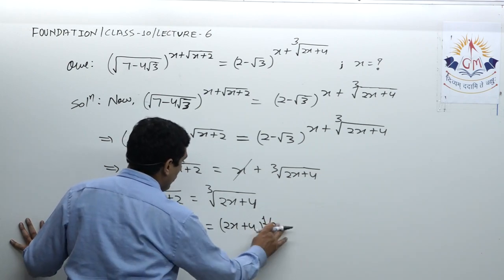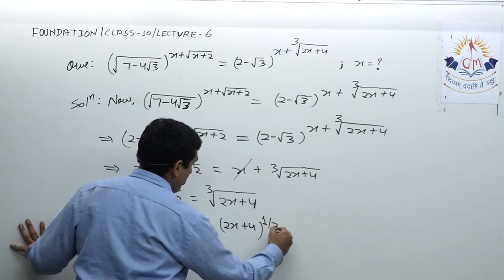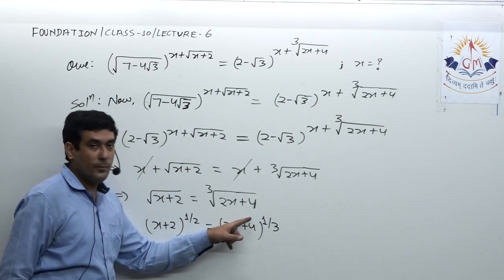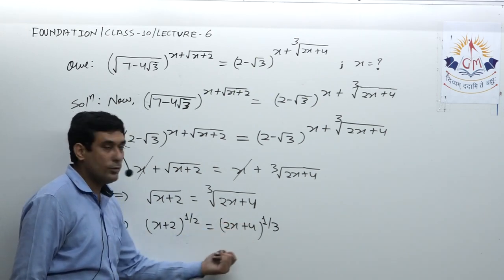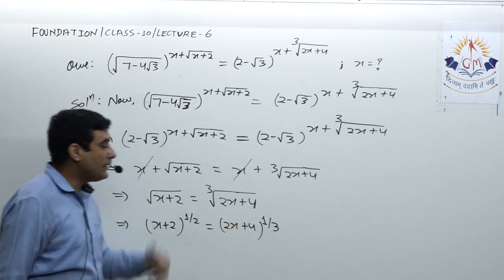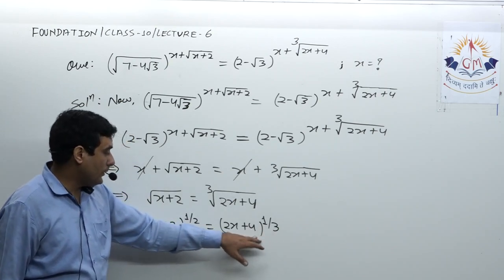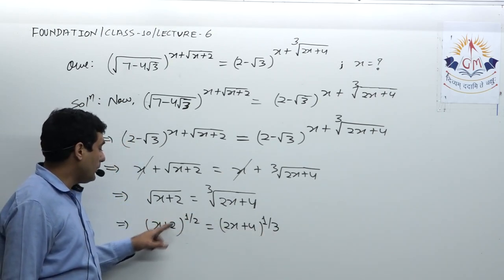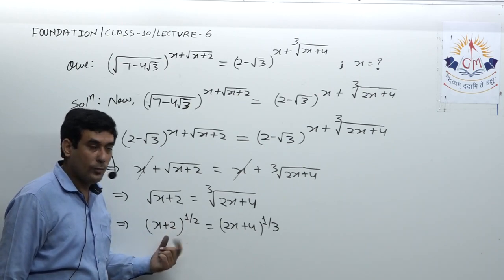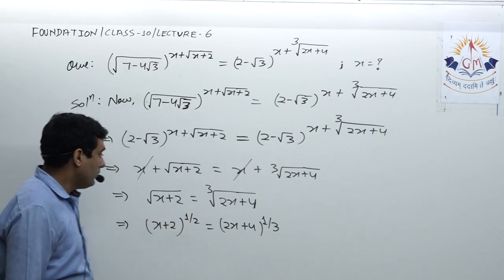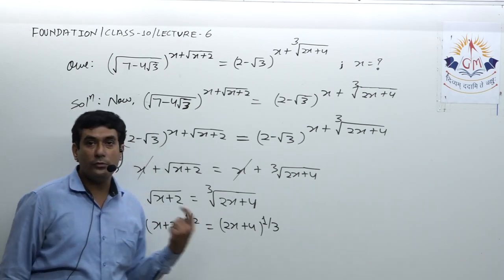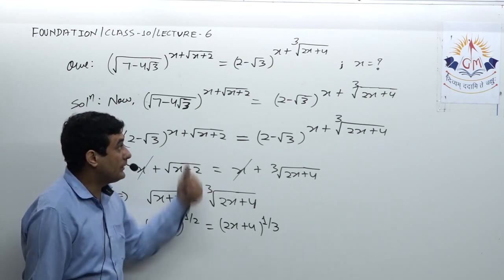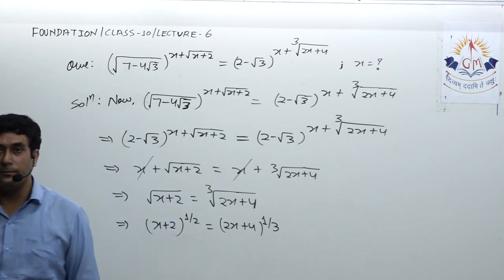Now if I make the square, this 2 will cancel out, but here it will become 2 by 3, which is not possible to solve further. If I take cube, here I will get 2x plus 4, but here it will be x plus 2 raised to 3 by 2, which is again not possible to solve further. So think for a while about what we should do so that we can solve it further and get the value of x.